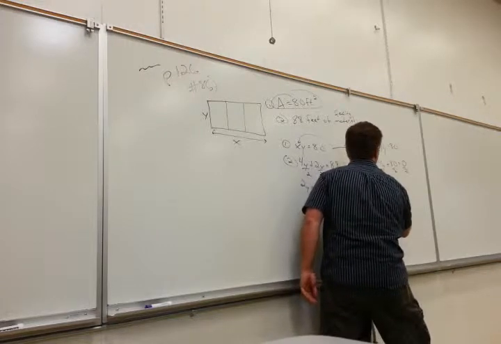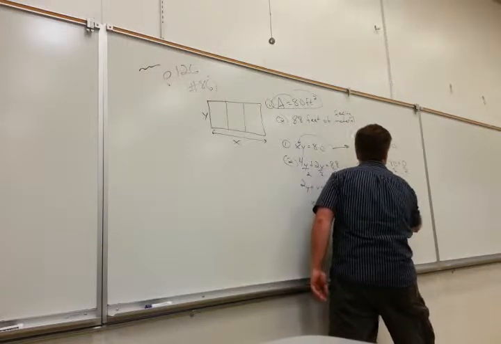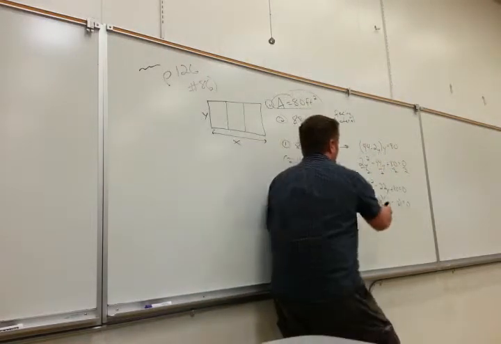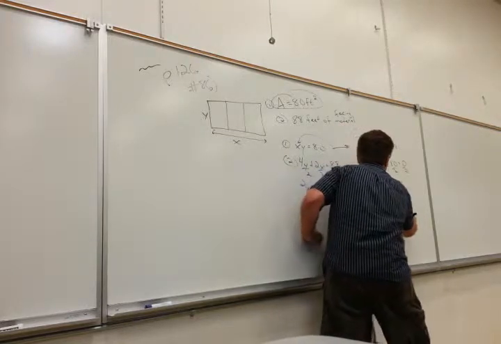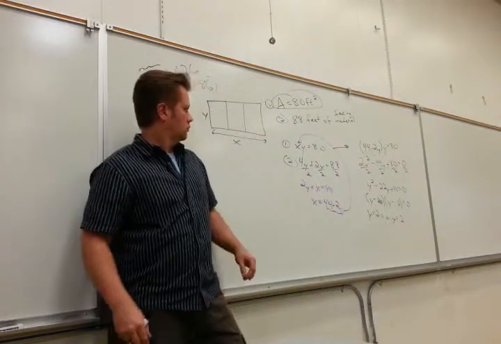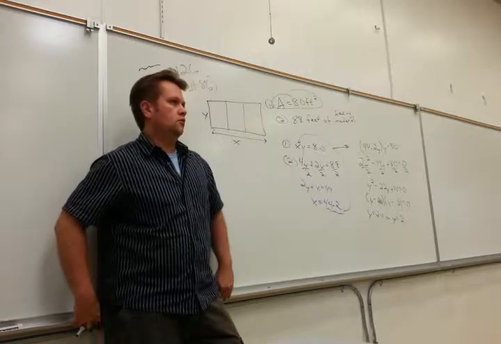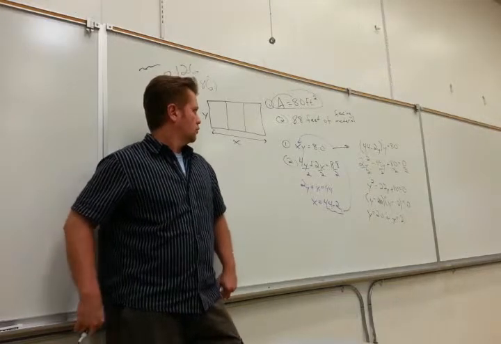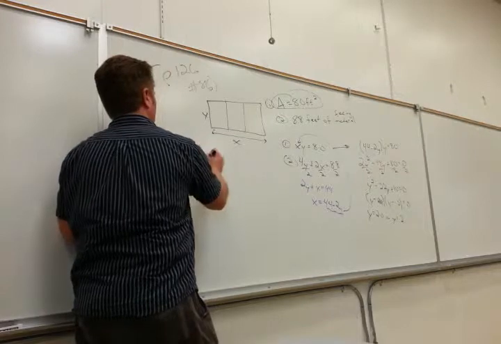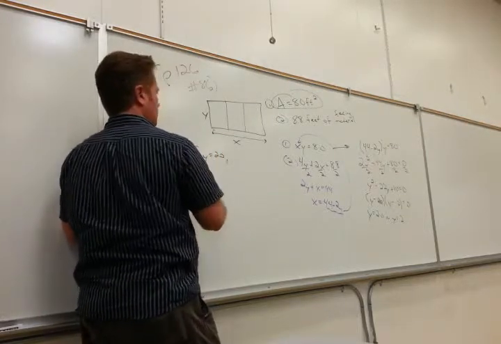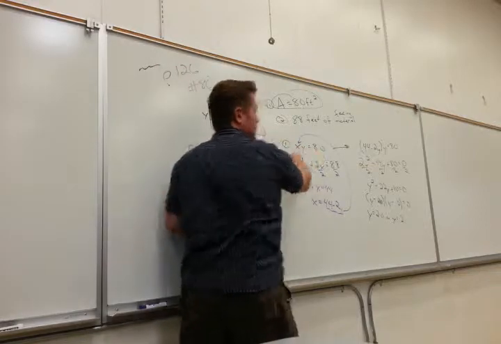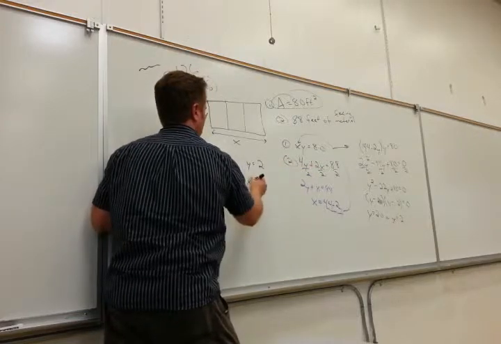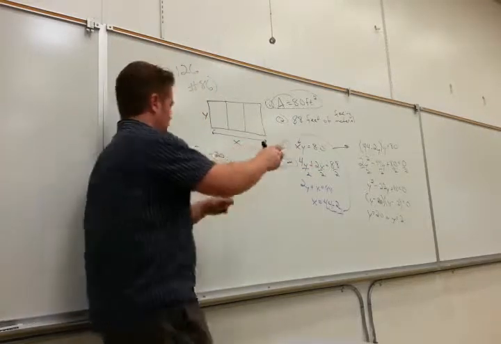Yeah, 20 and 2 multiply to be 40. If they're both negative, they add to be negative 22. So y could be 20 or y could be 2. So if y is 20, what's x going to be? Considering that x times y is 80, x is 4. If y is 2, x is 40.